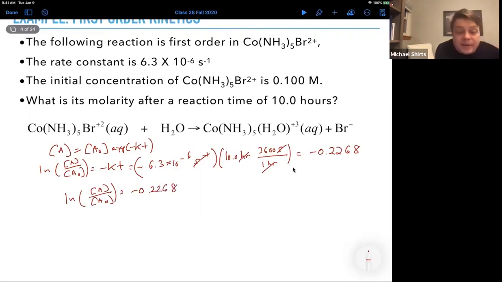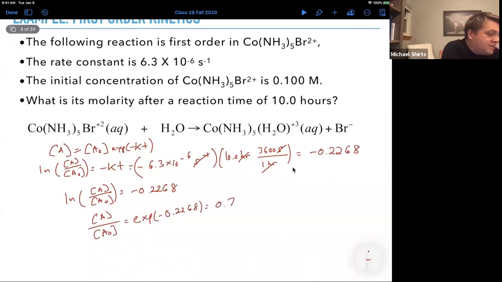And now we can take the exponential of both sides. Because the exponential of the logarithm is just whatever was in the logarithm, we get the ratio equals exponential minus 0.2268, which equals 0.797. We multiply both sides by A0, and we get that the concentration of A is equal to 0.797 times whatever the initial concentration was, which is 0.1 molar.